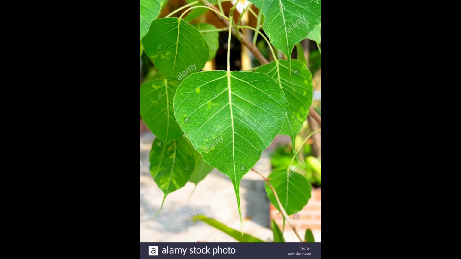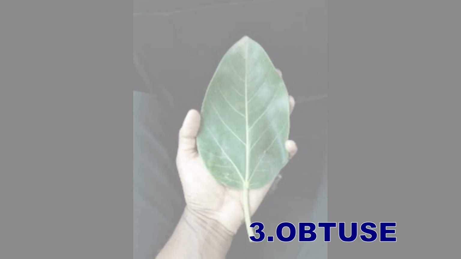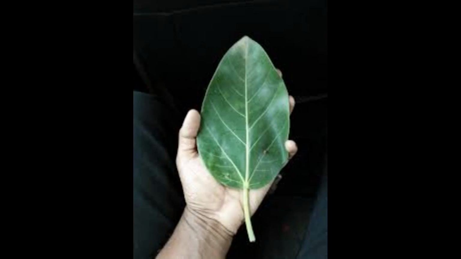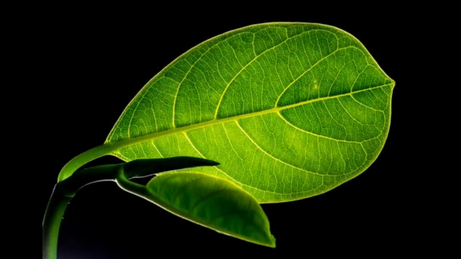Second one is acuminate or caudate. Here, tip of the leaf gradually tapers into long, slender tail. Example, Ficus religiosa. And the third one is obtuse. Here, leaf apex is rounded or blunt-ended, example banyan and jackfruit.